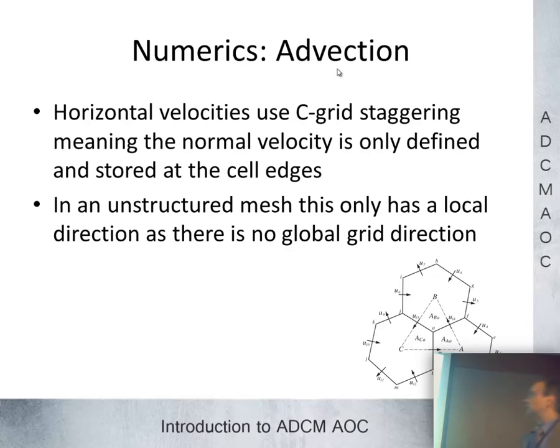The horizontal velocities, like I mentioned, use a C-grid staggering, meaning the normal velocity is only defined and stored at the cell edges, as here. And in an unstructured mesh, this only has a local direction, as there is no global grid direction, like I mentioned. So it's a little unusual if you're used to thinking of grids and velocities along grid lines. The x and y velocity, that concept doesn't exist here anymore.